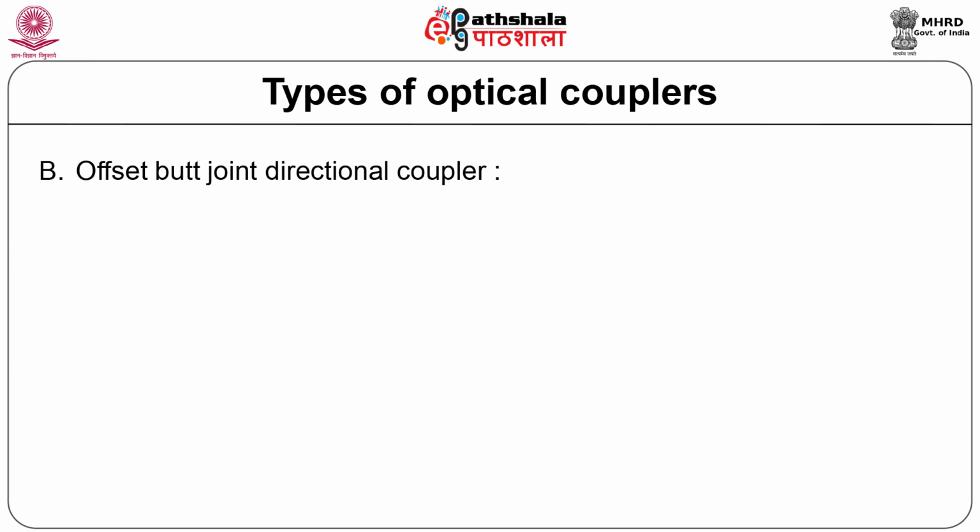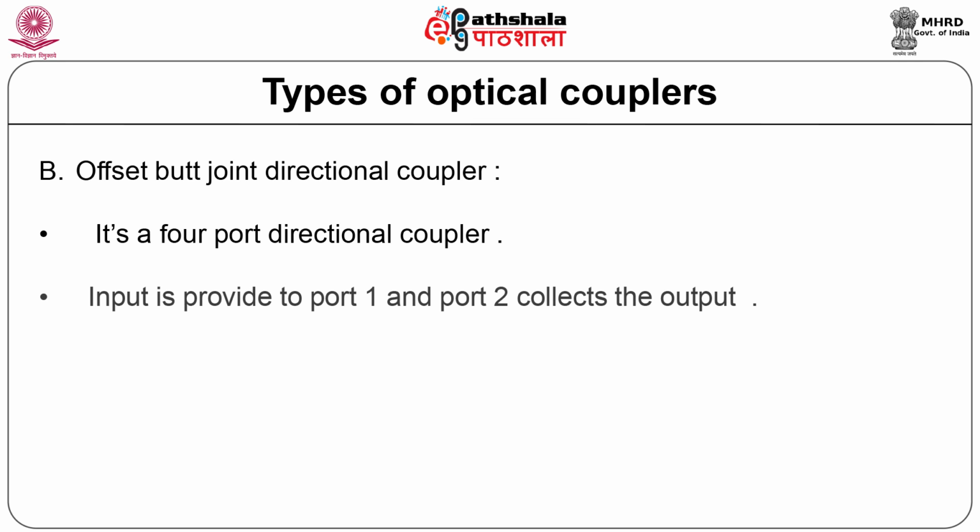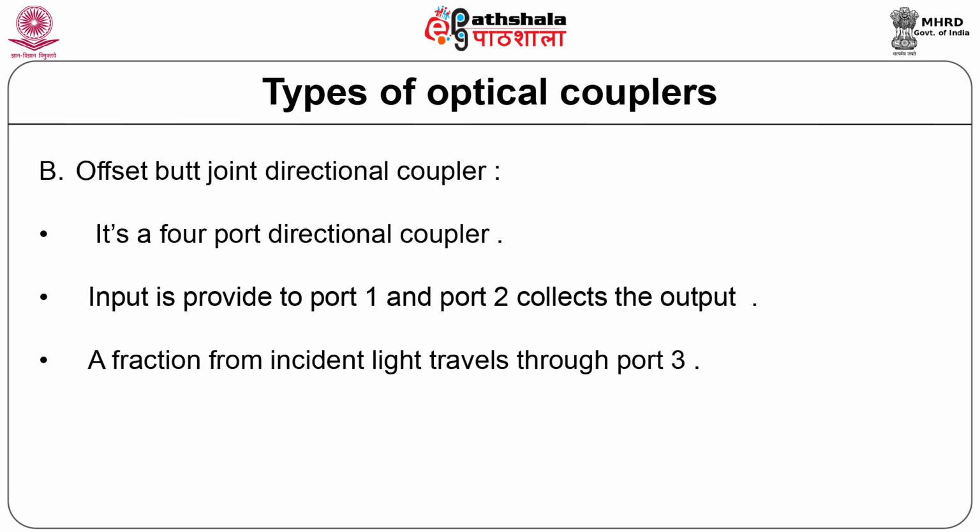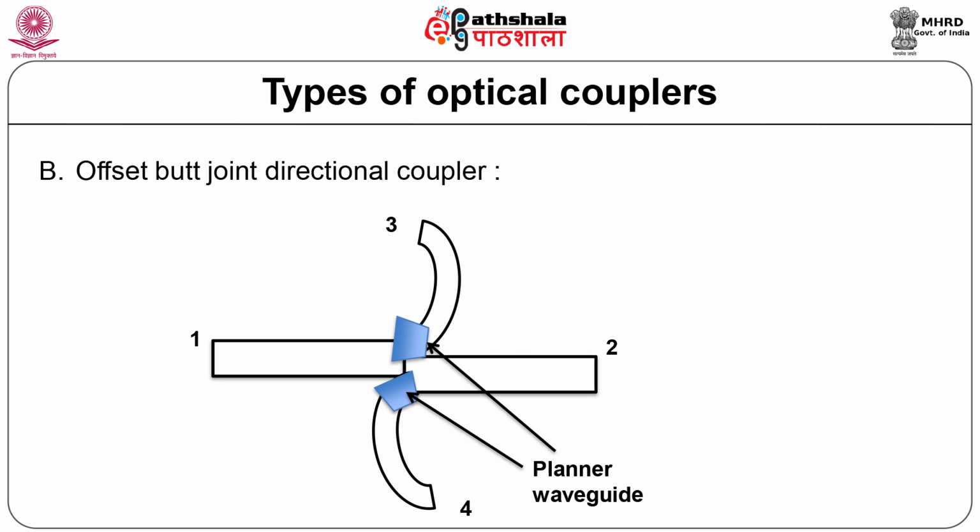Offset butt joint directional coupler. It is a 4-port directional coupler as shown in the figure. Input is provided at port 1, and port 2 collects an amount of power determined by the amount of offset. A fraction of incident light travels from the joint to the tap, that is port 3, along the planar curved waveguide.